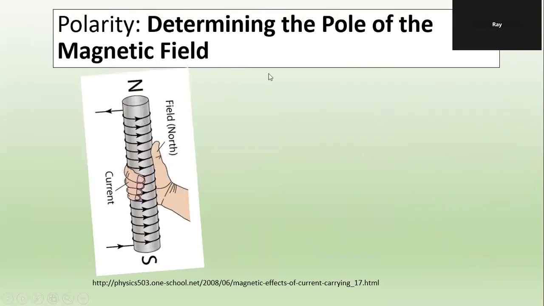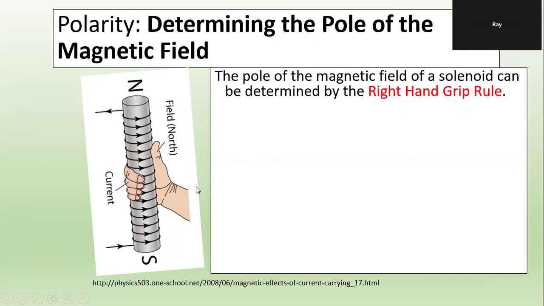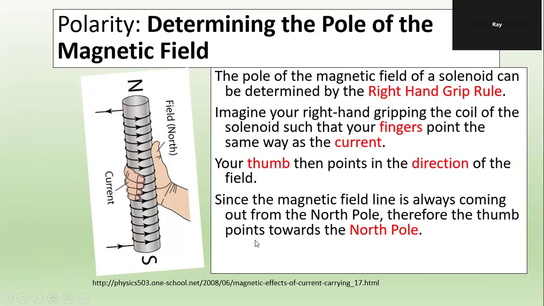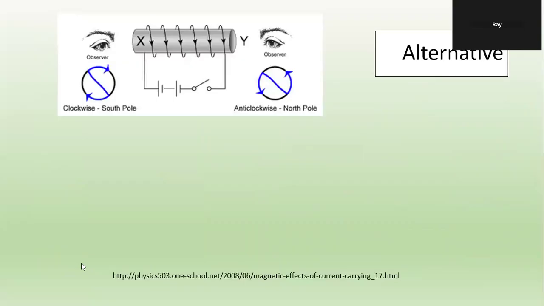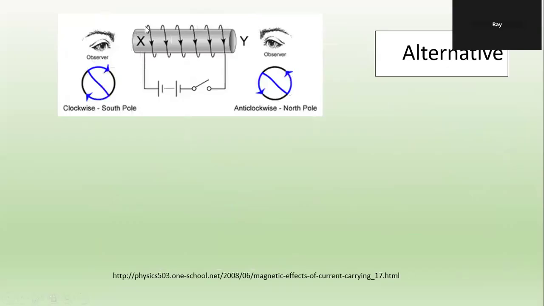Okay, determine the pole of the magnet. The pole of the magnetic field of a solenoid can be determined by the right-hand grip rule. Here, you grip it. Your fingers show the direction of the current, and the thumb points to where the north pole is. Right, grip it. The fingers show the direction of the current, the thumb shows the direction of the north pole. Alternatively, you look at the end of the pole there. If it is clockwise, it's south pole. If it's anti-clockwise, right, then it's north pole.